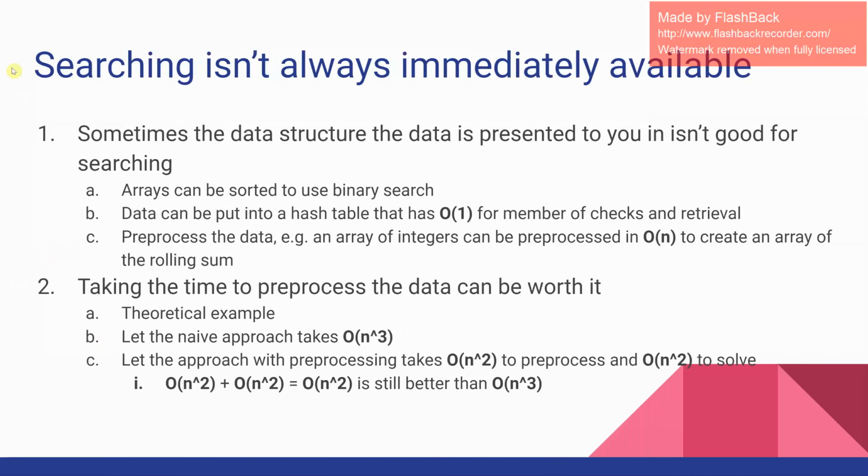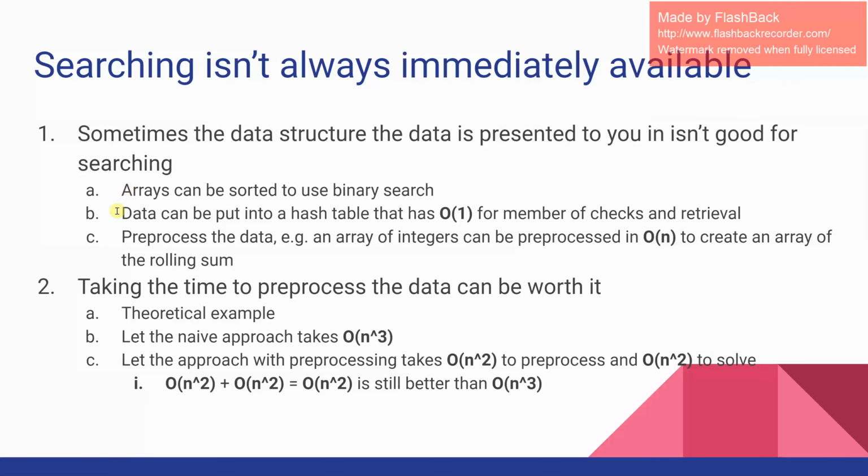Now, one thing to keep in mind with searching is that the data you are provided may not always be in the right format to search through immediately. For example, you may want to change your data somehow in order to make searching more feasible or quicker. An example is that if you want to search an array with binary search, you have to have it sorted beforehand. That allows you to find elements in O(log n) rather than O(n) if you're willing to take the time to sort the array first.